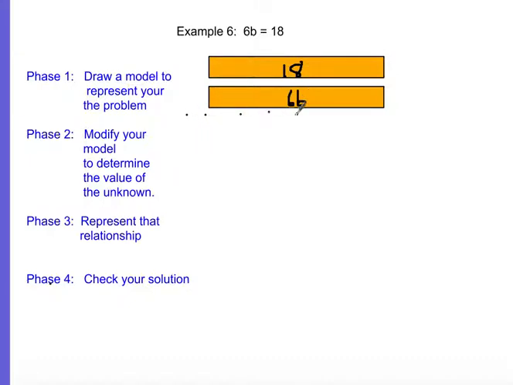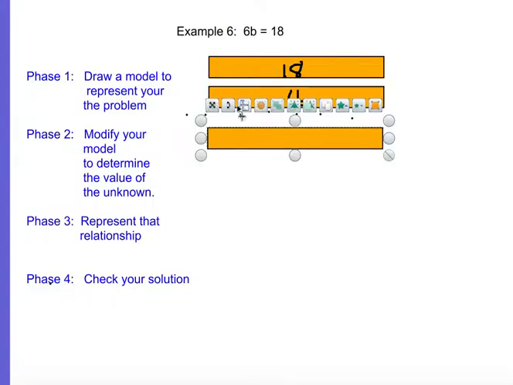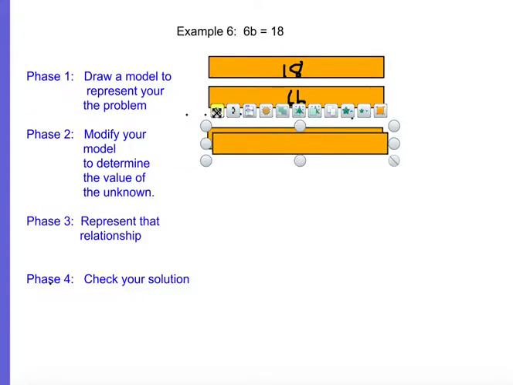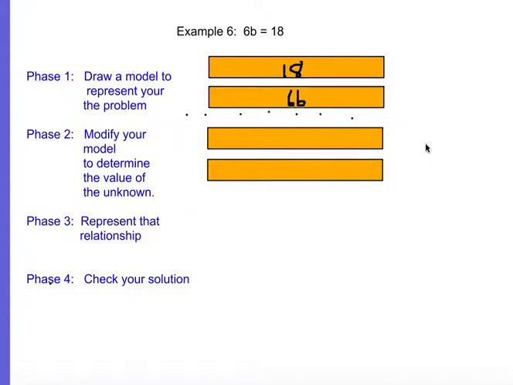Now, moving on to phase 2. In phase 2, we are going to modify this. So we will replicate our bar in size. And now, instead of just simply writing 6b, I'm going to break that bar up into 6 equally sized parts as best that I can. We're trying to modify this. We're just representing the idea of repeated addition being multiplication.